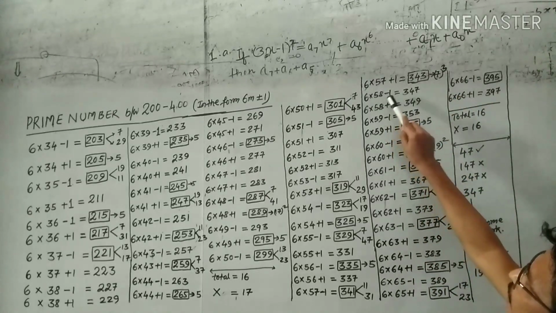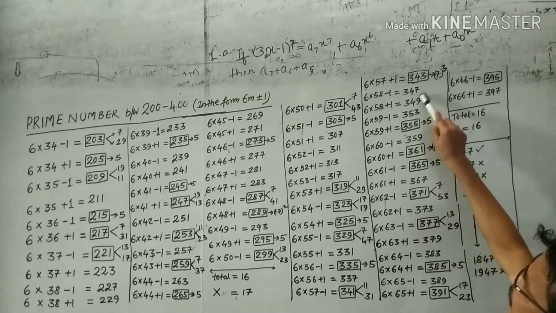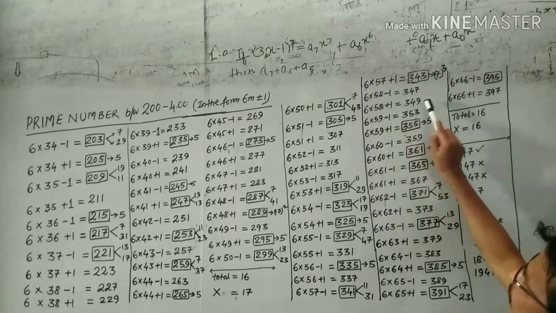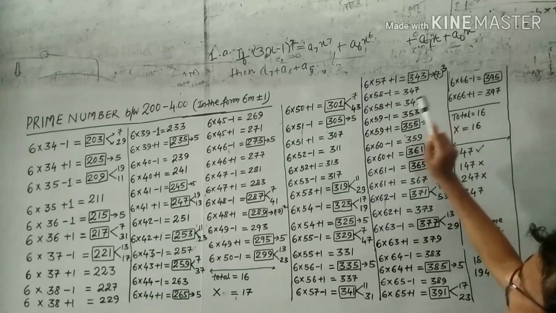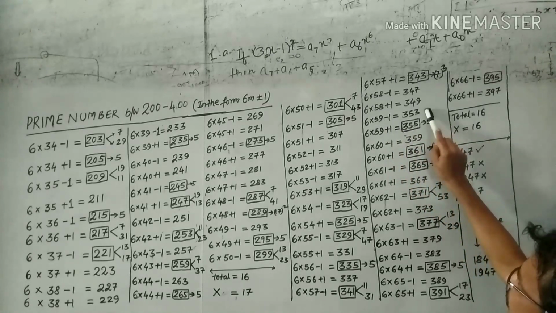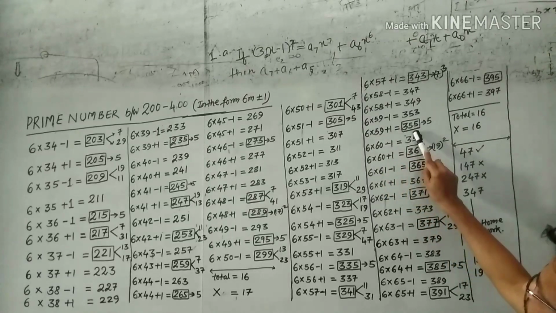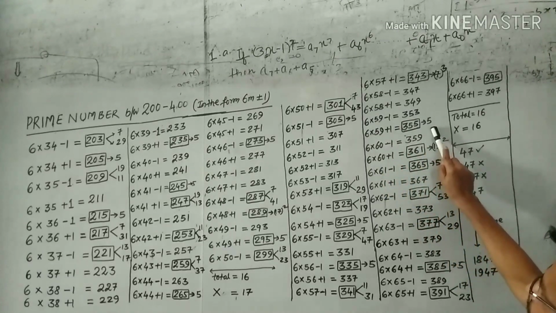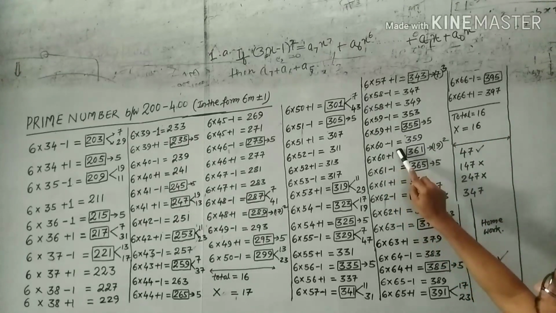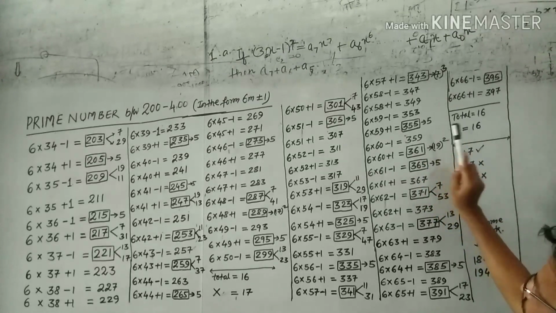6 into 58 minus 1, 347. It is a prime number. 6 into 58 plus 1, 349. It is a prime number. 6 into 59 minus 1, 353. It is a prime number. 6 into 59 plus 1, 355, having factor 5, so it is not a prime number. 6 into 60 minus 1, 359, it is a prime number.